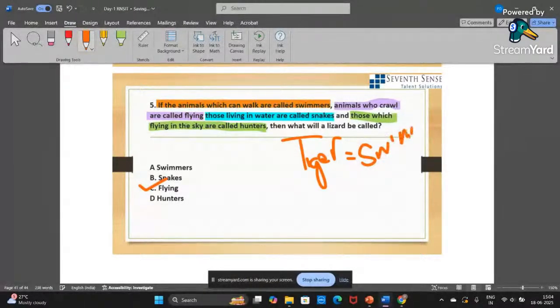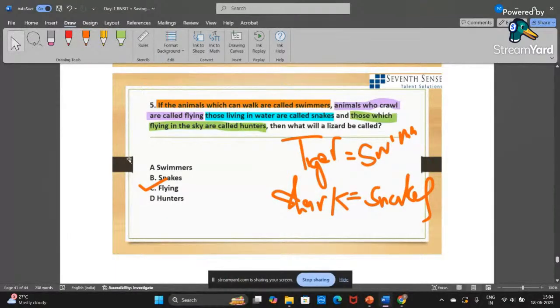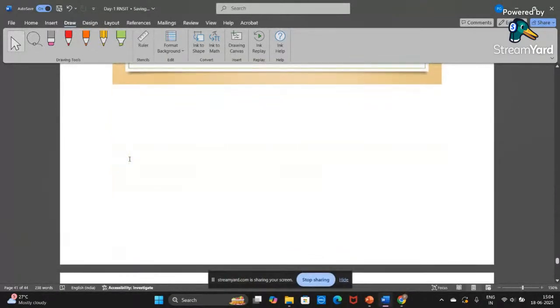Okay, let us take another example. Shark. It lives in water. So living in water is called as snakes. So this is how you need to answer. Let us move to the next one.